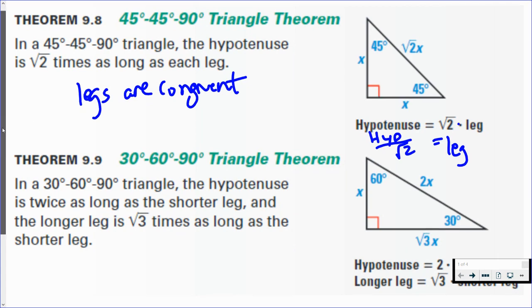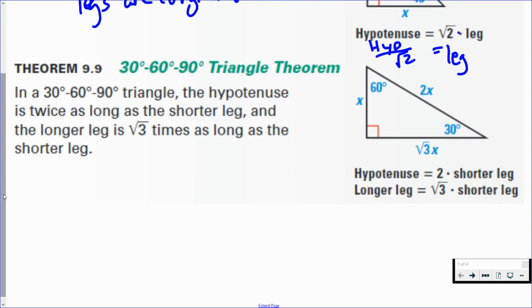Our next type is a 30, 60, 90 triangle. So again, this is referring to the angles. So when we have a right triangle that has 30 degrees and 60 degrees as the acute angles, then we have some special properties for that triangle. Okay, the hypotenuse is equal to 2 times the shorter leg. The shorter leg is across from the 30-degree angle.